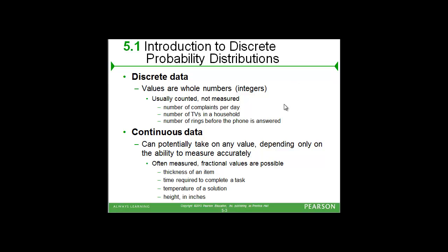On the other hand, the continuous random variables are continuous data, which can take on any value. Those kinds of data or values are usually from measuring, such as we measure the thickness of the item, time required to complete a task, or we measure the temperature of a solution, or we measure the height in inches.